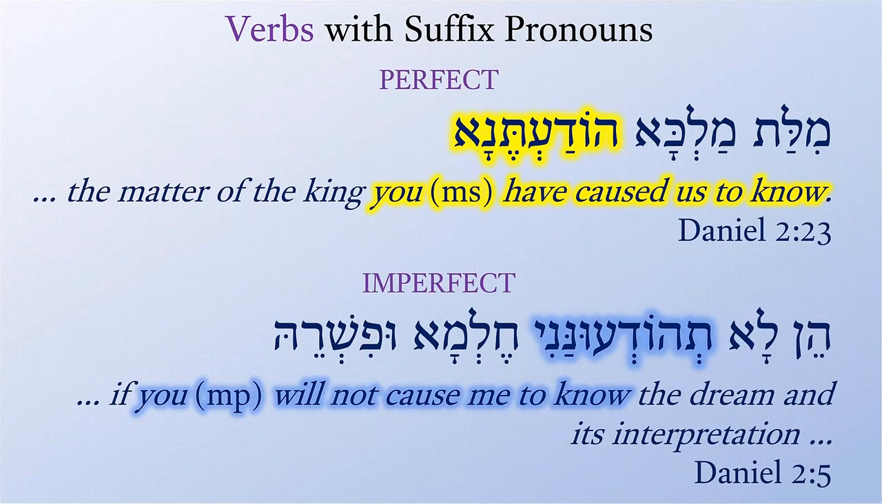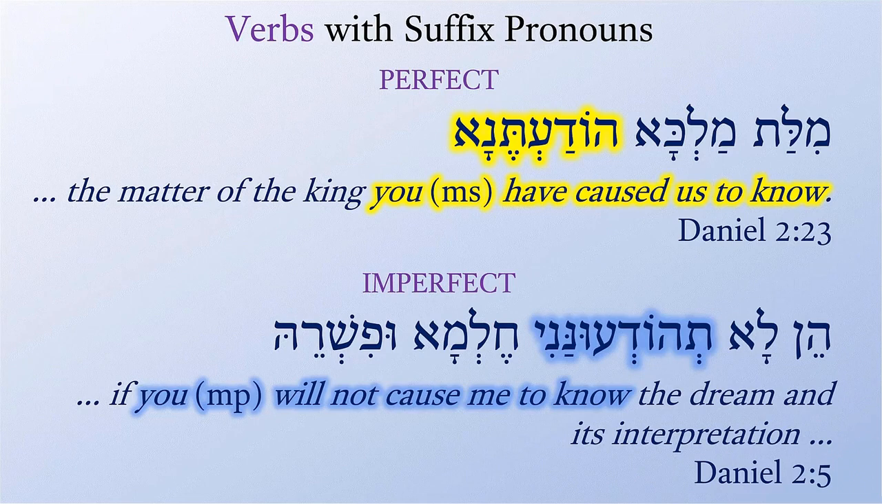So look at this. On the top, a perfect verb. I've chosen the same verbal root to try to illustrate this point we want to make about the energic nun. "The matter of the king, you, masculine singular, have caused us to know." So we haven't talked about verbs yet, but you can see with my over-literal translation of a causative that we're talking about something that's similar to the hifil in Hebrew. So what we want to look at right now, of course, is the suffix. That's the first person common plural suffix, the na there. All right, so caused us to know. So that's an object stuck on the end of a perfect verb.